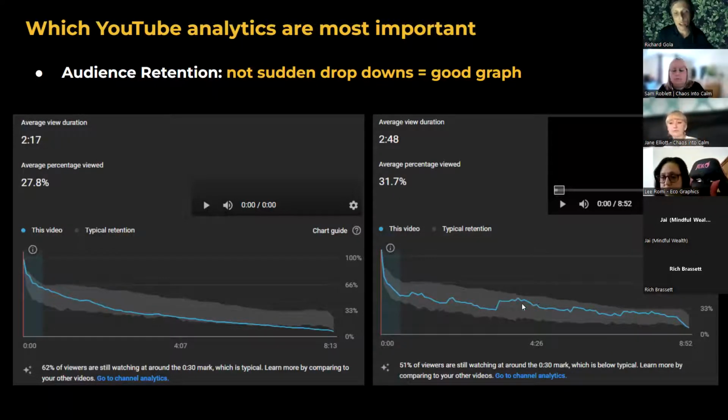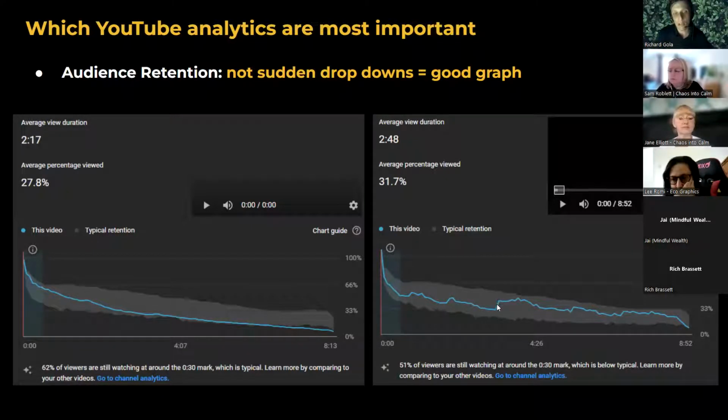At the middle part of the video, if you see drop downs like that, it means that something that you said over there, or something that you did over there, doesn't fit the expectations of your audience.